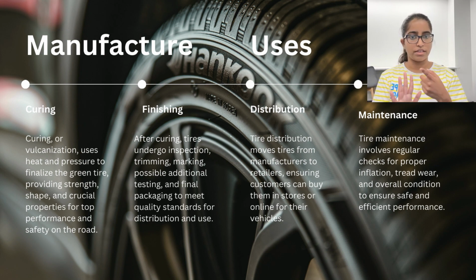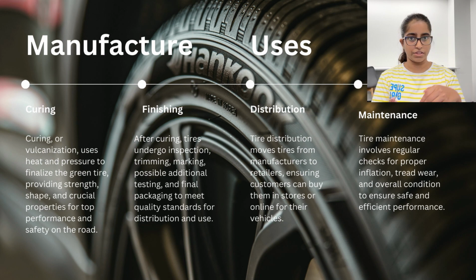Then comes the finishing. Technicians, factory workers, engineers, and quality inspectors trim the excess rubber, inspect and mark tires. They use a trimming machine to cut the excess rubber, while inspectors check for defects and mark tires for identification. Then the distribution part. The manufacturing stage is over.